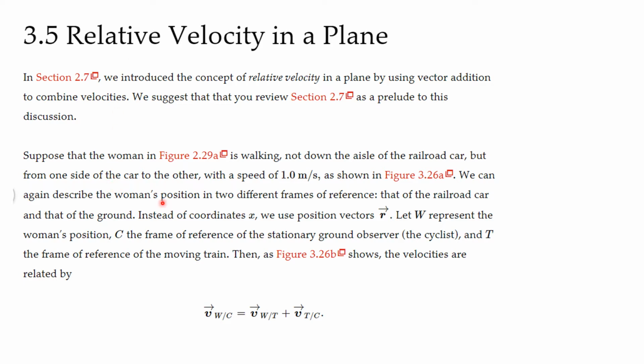So we're going to have a woman who's walking not down the aisle of a railroad car, but from one side of the car to the other with a speed of 1 meter per second. And we're going to consider the woman's position in two different frames of reference, that of the railroad car and that of the ground. And instead of a coordinate x, which we used in one dimension, we're going to use a position vector r. So let W represent the woman's position, C the frame of reference of the cyclist, the stationary ground observer, and T the frame of reference of the moving train.